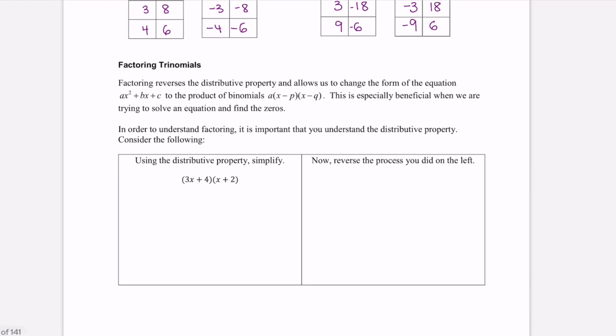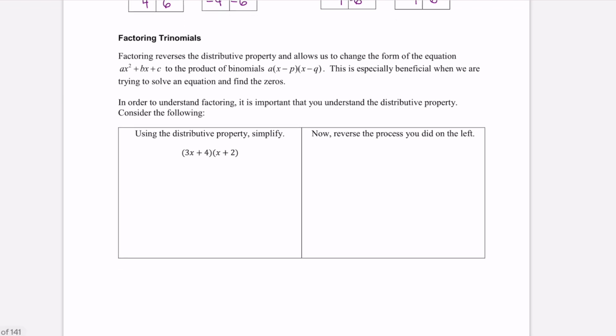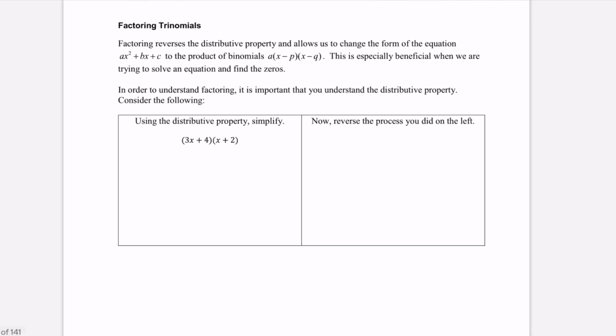The next step we're going to have is factoring trinomials. Factoring is a reversal of the distributive property, and it allows us to change the form of the equation ax squared plus bx plus c to the product of binomials. This is especially beneficial when we're trying to solve an equation and find the zeros. In order to understand factoring, it is important that you understand the distributive property.